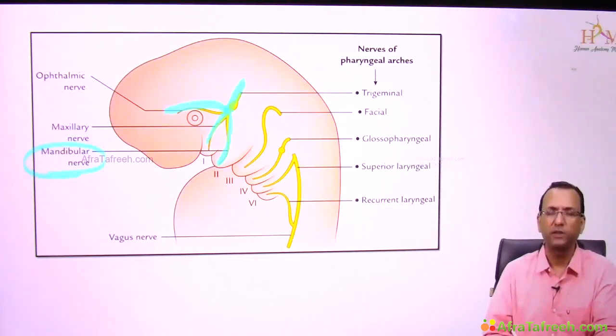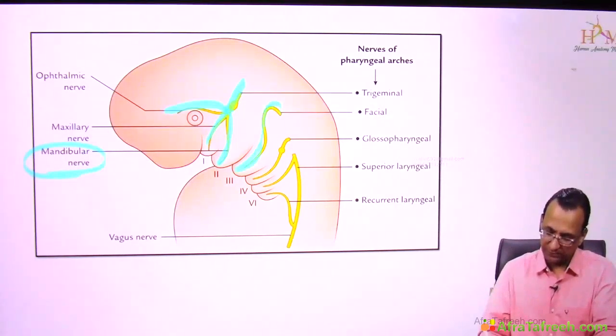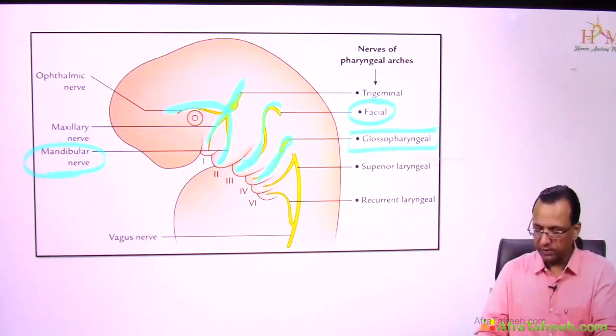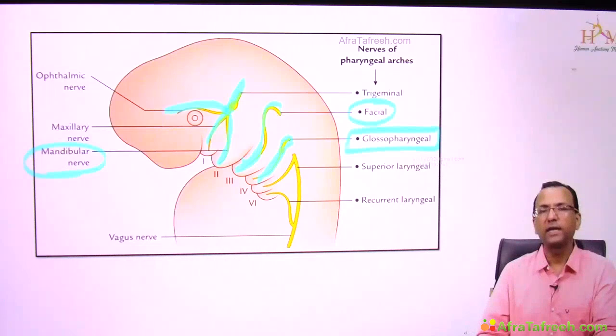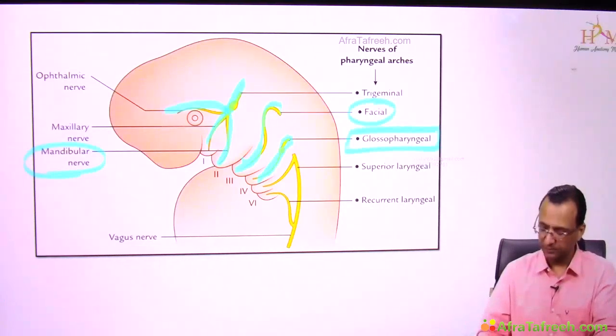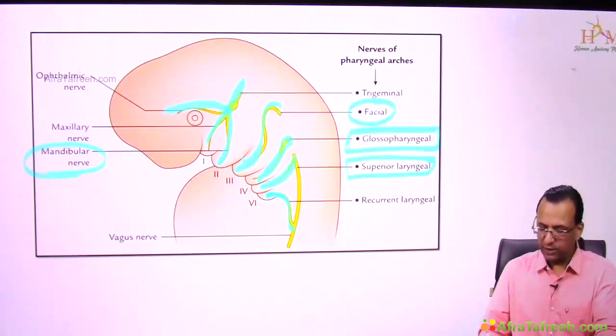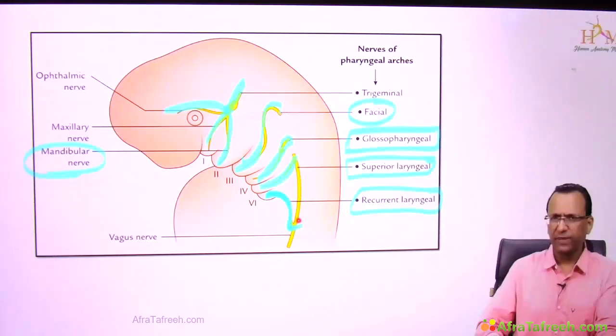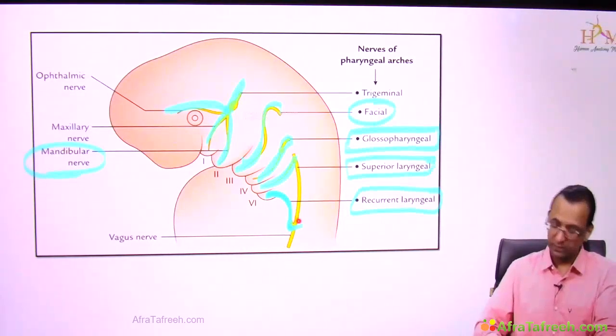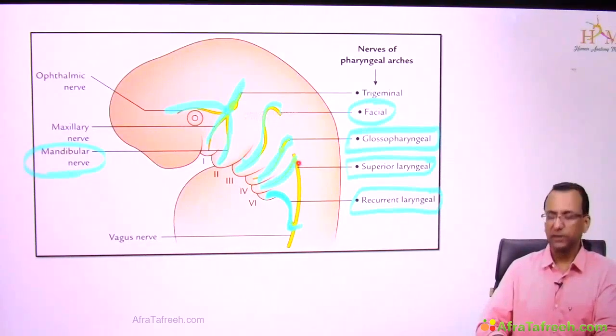What about the second arch? Second arch, facial. And third arch, glossopharyngeal. And what about the fourth and sixth arch? You have superior laryngeal nerve, branch of vagus, fourth arch. Recurrent laryngeal nerve, branch of vagus, sixth arch. So you're telling that vagus nerve supplies fourth and sixth arch? Yes. If you're talking about fourth arch, it is superior laryngeal nerve. If you're talking about sixth arch, it is recurrent laryngeal nerve.